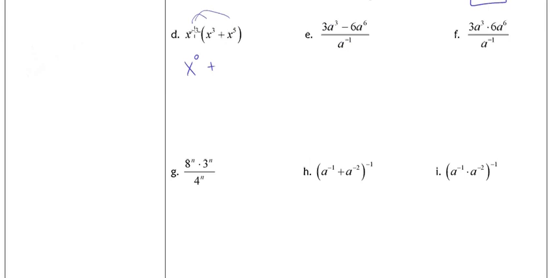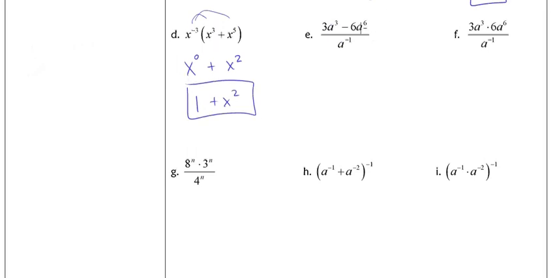Plus x to the negative 3 times x to the 5th. If we had 3 x's in the denominator and 5 up top, that's going to end up simplifying down to x squared. And then again, anything to the 0 power is 1, so 1 plus x squared is our result.